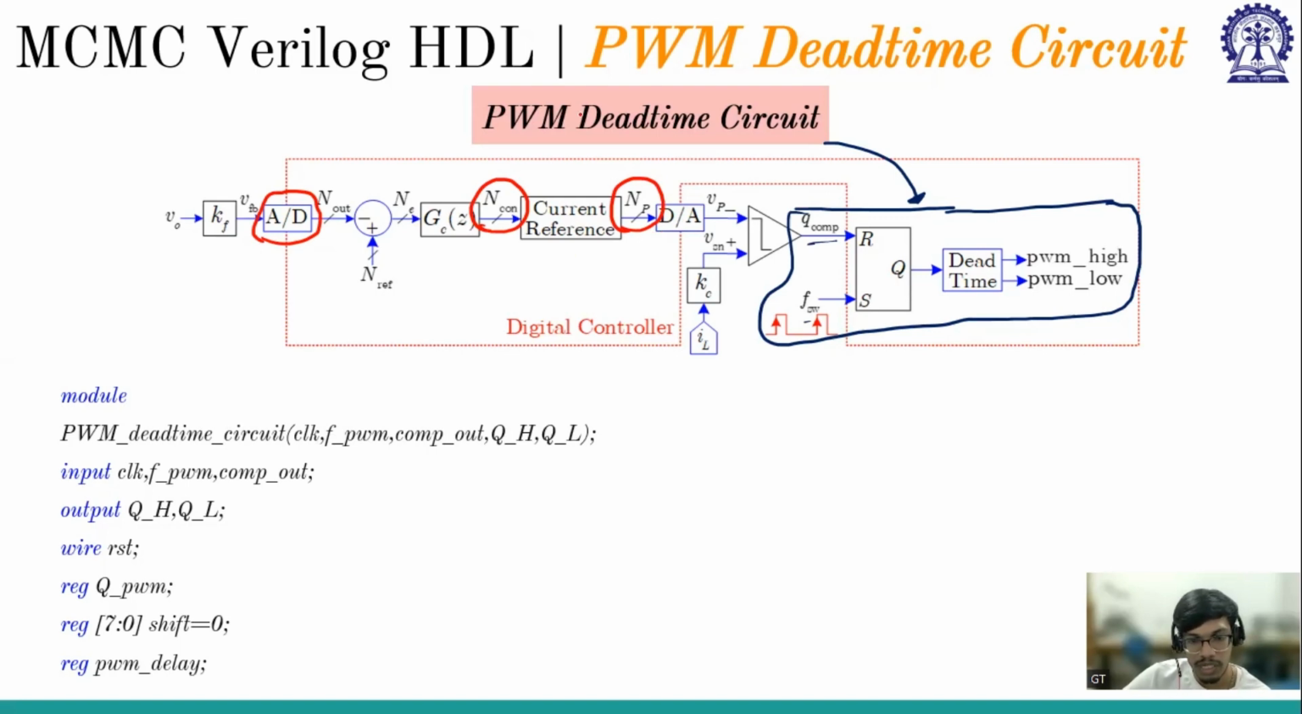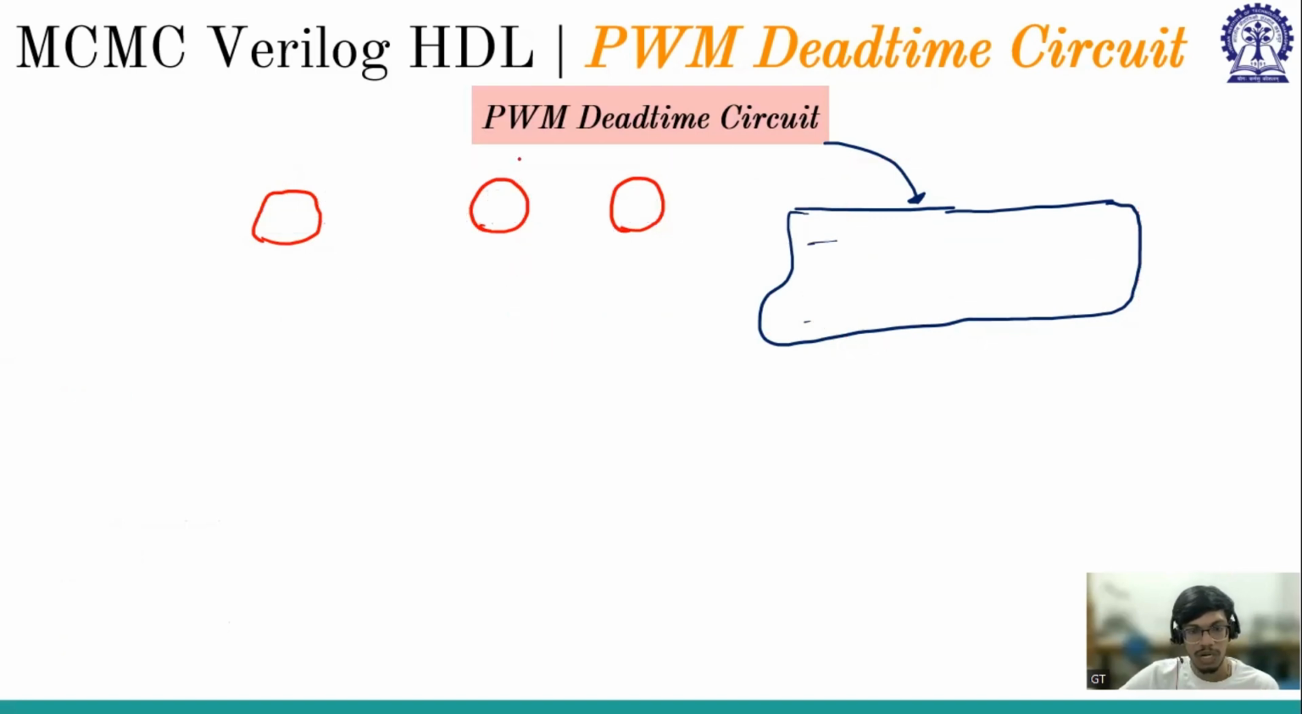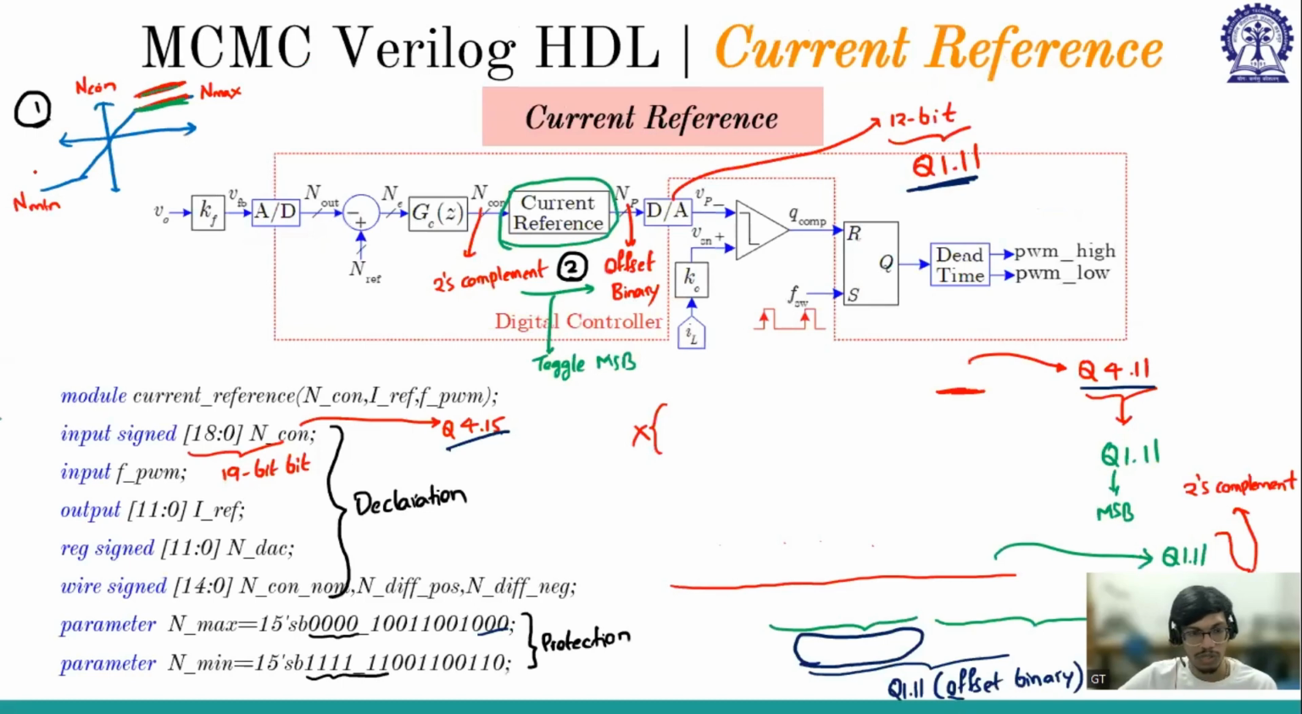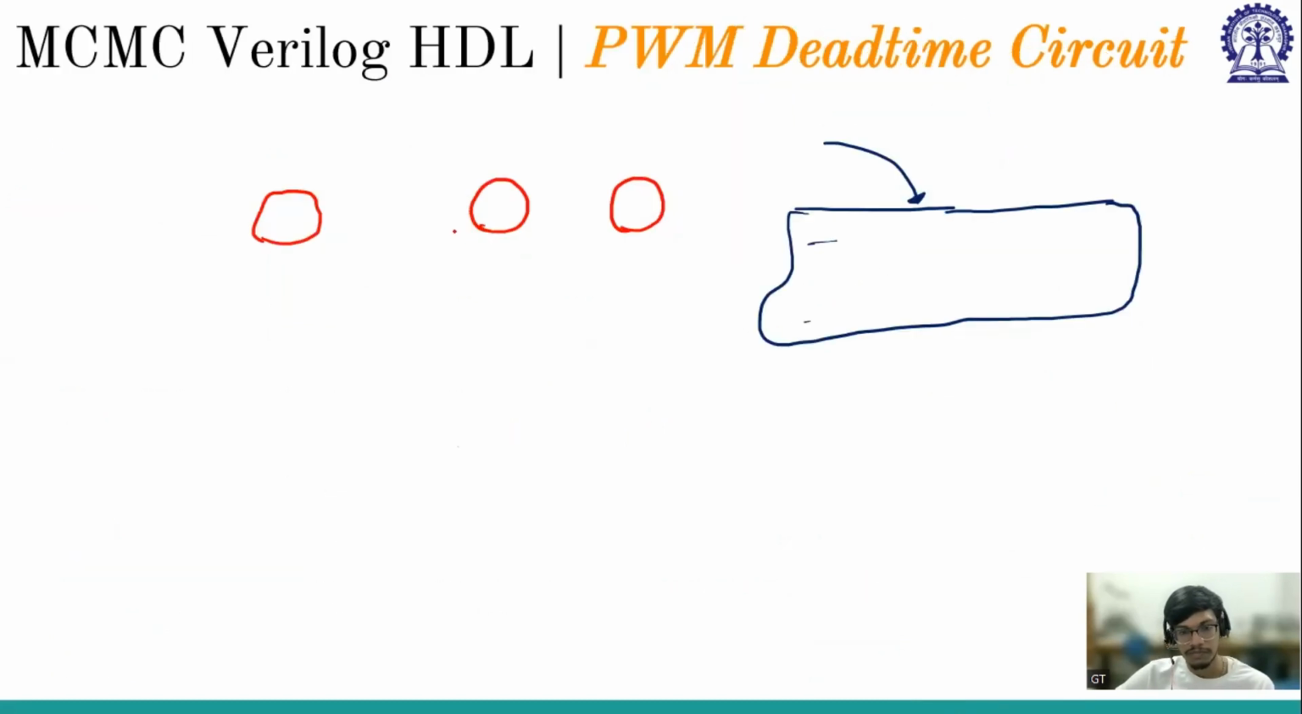So one student is asking, sir, is PWM saturation present after that? No, there is no PWM saturation. We are saturating the current which is before this dead time circuit. So the saturation block is present only in this current reference. So this is the saturation. We are saturating the current for protection purpose.